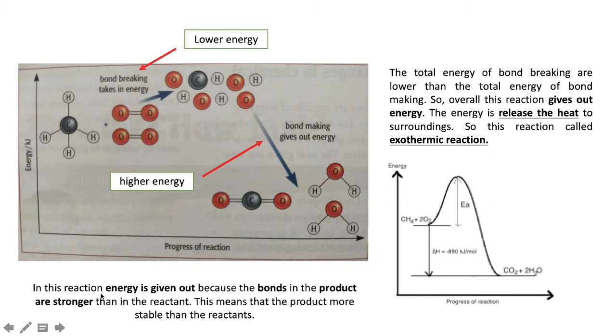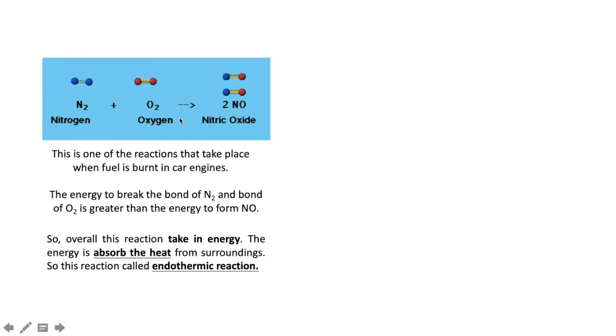In this reaction, energy is given out because the bonds of the products are stronger than in the reactants. This means that the products are more stable than the reactants. So this is one of the reactions that takes place when fuel is burned in a car engine.